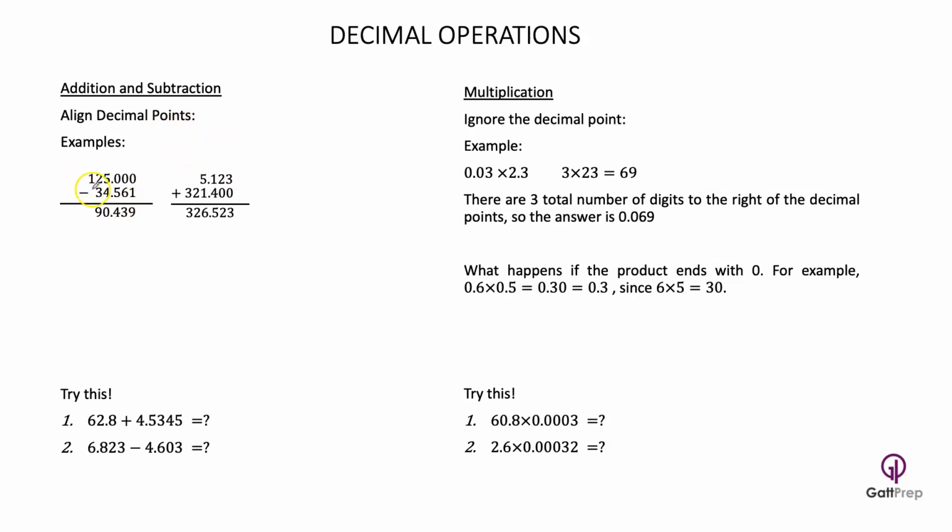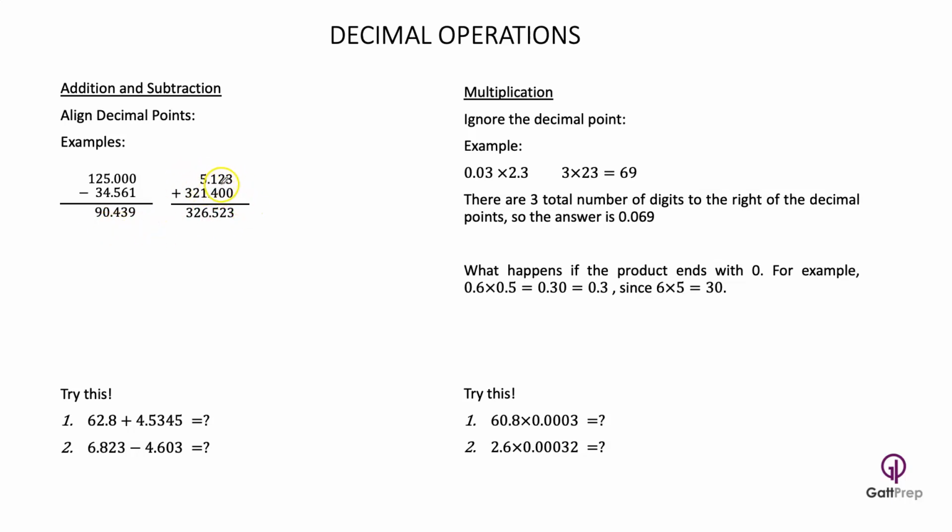So here we have 34.561 subtracting 125. Here you only have 125, so because the numbers beyond the decimal point of 34.561 are 3, you add 3 zeros just to align your decimal point and to make it easy for you to manipulate your subtraction.